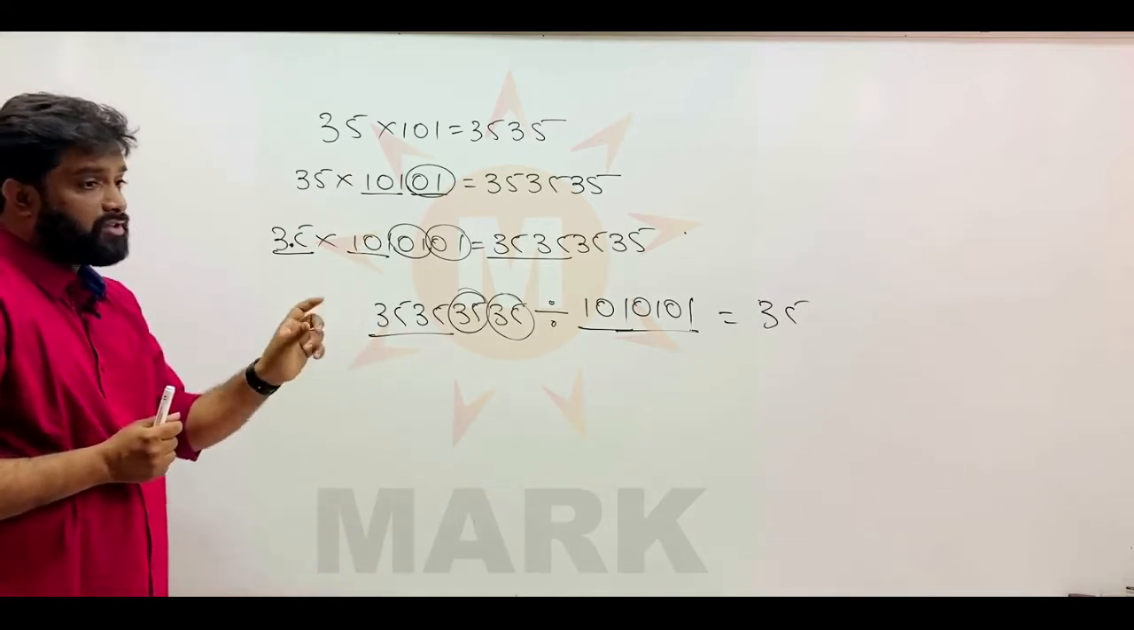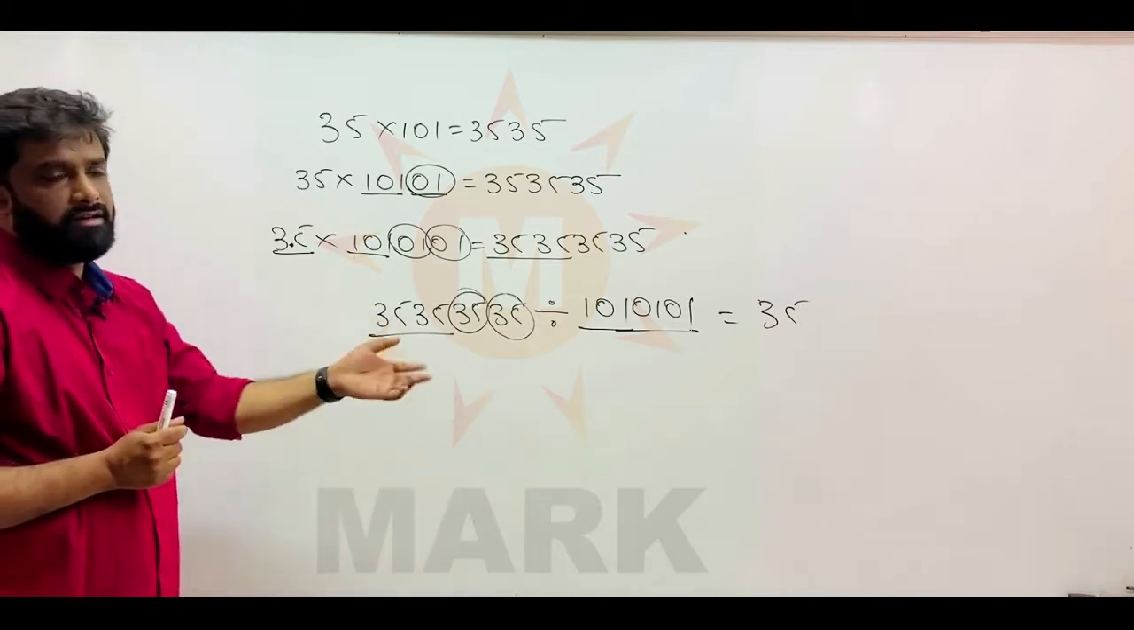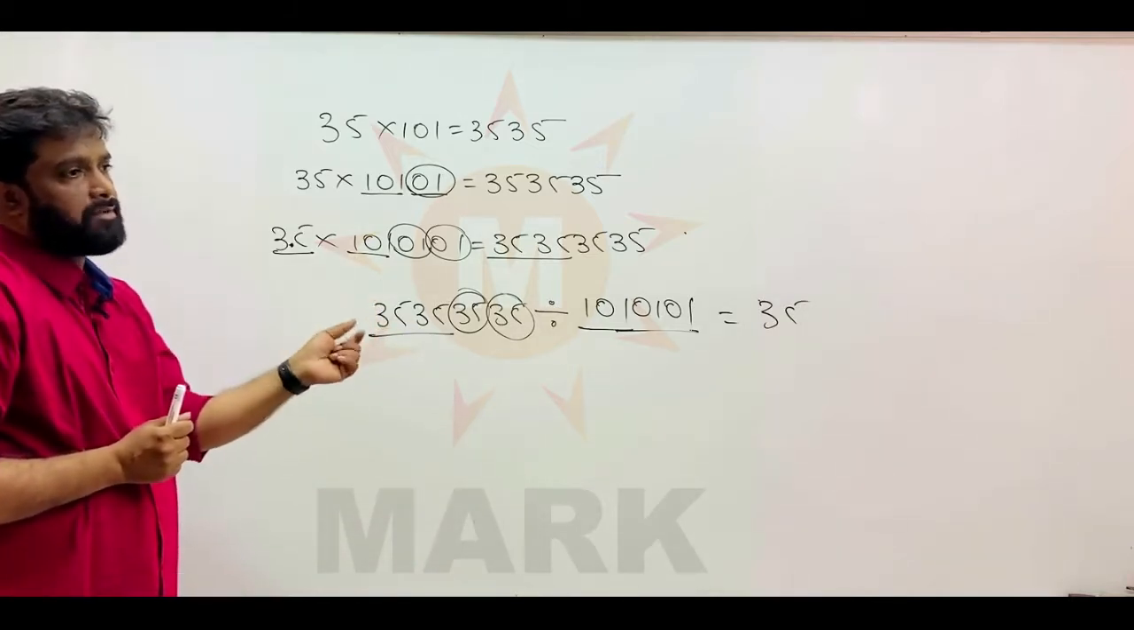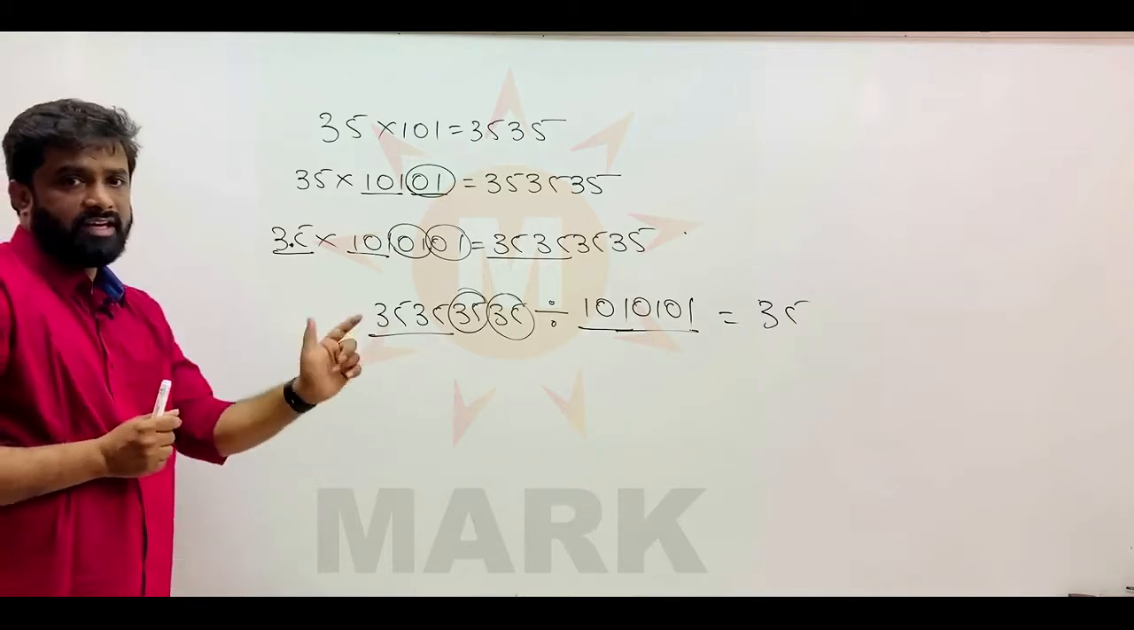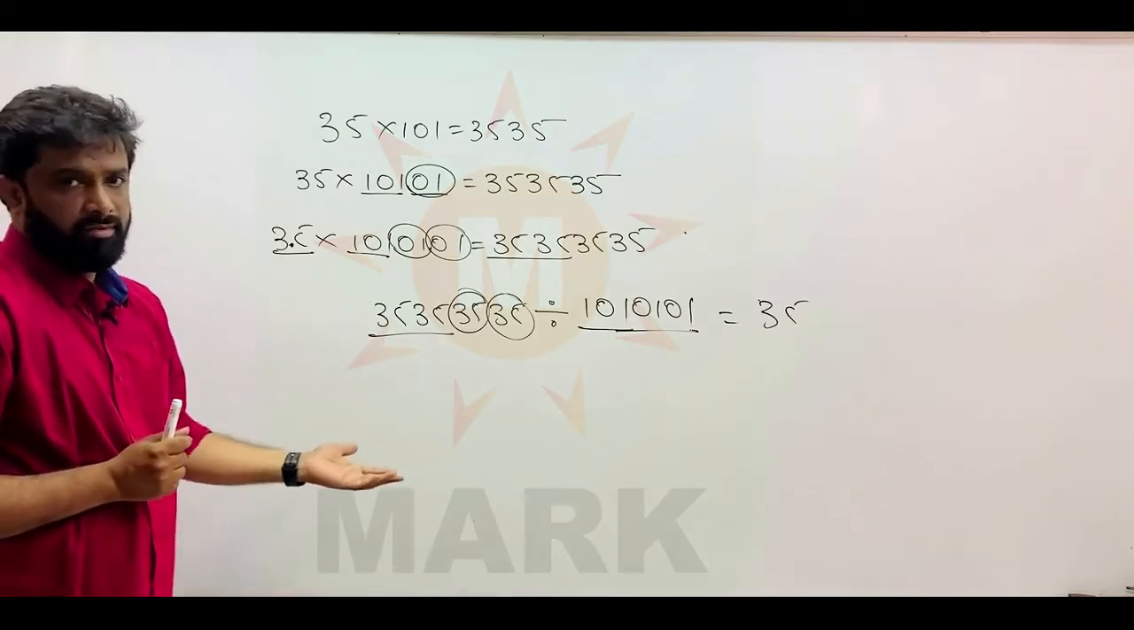Now what if zeros are inserted in the middle? What happens if zeros are inserted in the middle? Suppose instead of 101, what happens if 1001? So 1, 3 zeros and 1. So what we should do in that case, that also we will be discussing now.